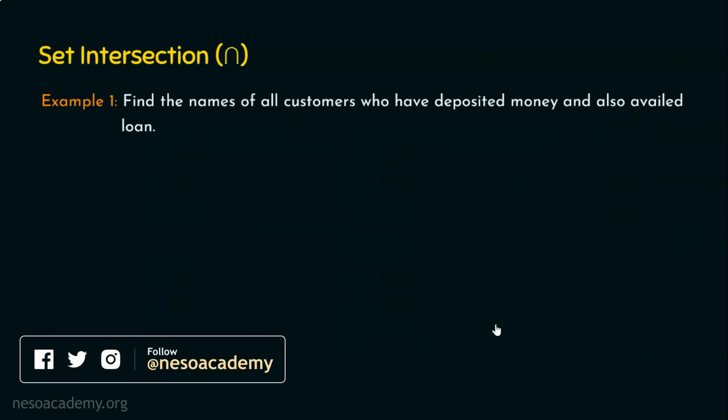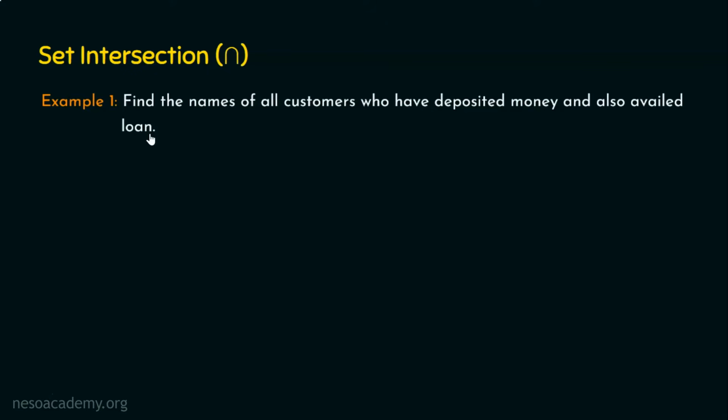Here is the example. We are required to find the names of all customers who have deposited money and also availed loan. I request you to pause this video for a while and think what is expected in this question. I hope you are done. So what we are required to find is the names of all customers associated with the bank. These customers should have deposited the money as well as they should have availed loan.